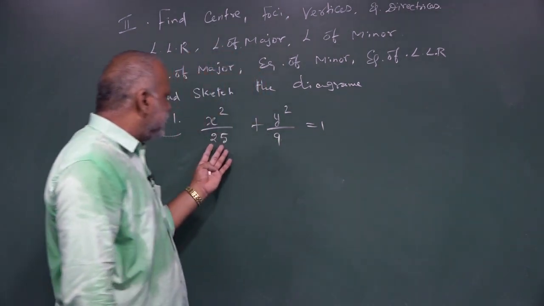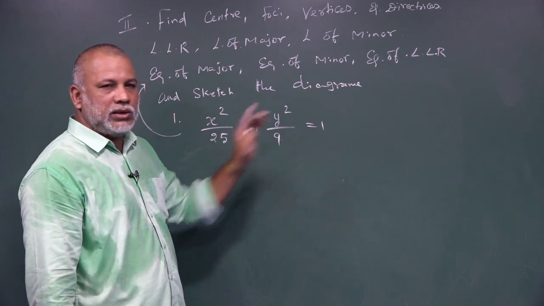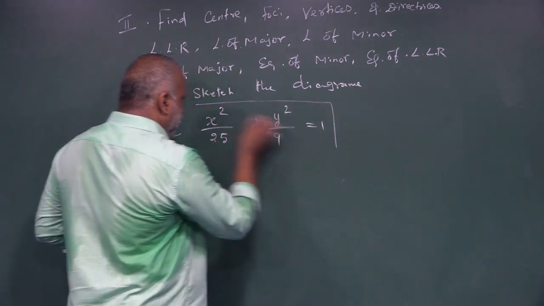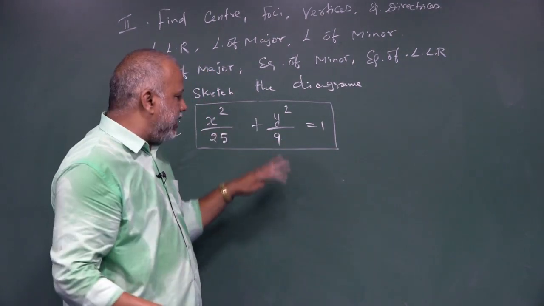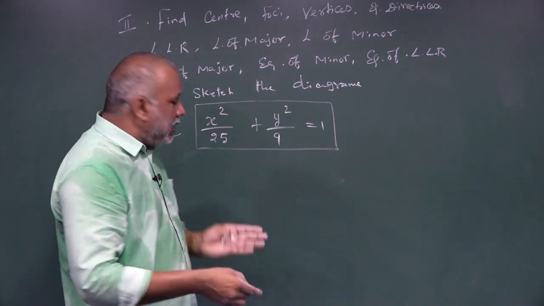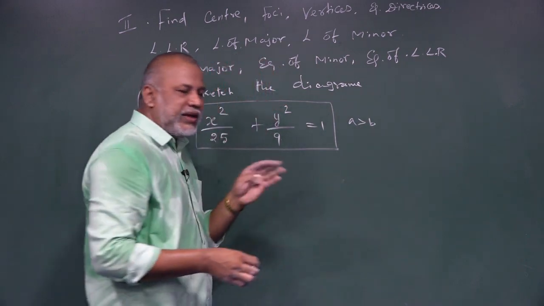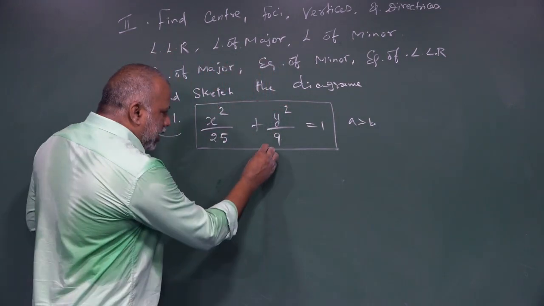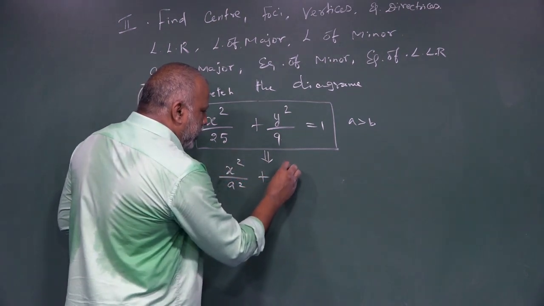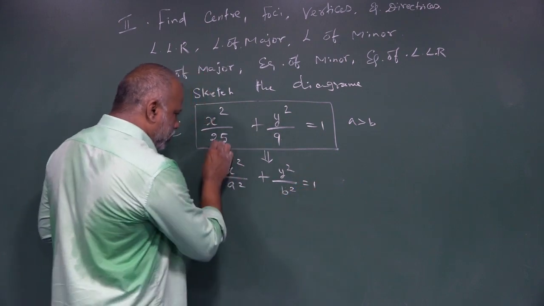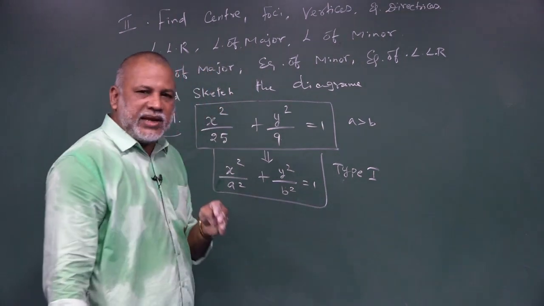That is the concept number 1. See the given question: x squared by a squared plus y squared by b squared equal to 1. Instead of a squared, they may give any number, see here 25. Instead of b squared, they may give any number. So now you have to justify which type the given question belongs to. I am always telling a greater than b. See here, it belongs to type number 1: x squared by a squared plus y squared by b squared equal to 1. What is the meaning of type 1? Major axis along x axis.